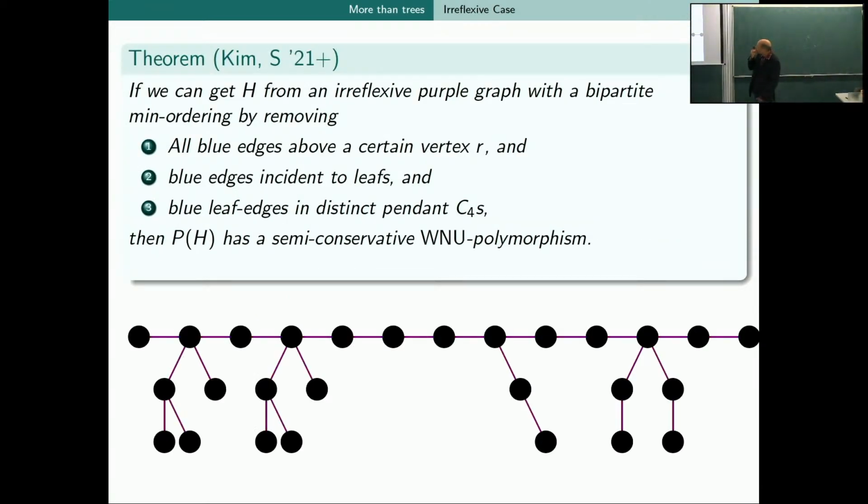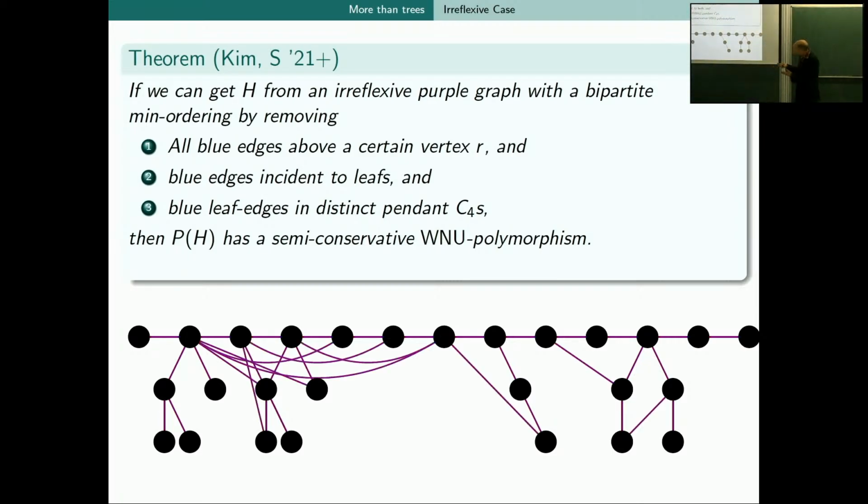Well, instead of starting with a purple tree, we start with a purple bipartite interval graph, right? So we take some graph that has this min ordering, and we know what they look like. And we say, well, what can we remove? We try to show what we can remove. Well, I know I can pick some vertex and remove all the blue edges above that. I can deal with that.